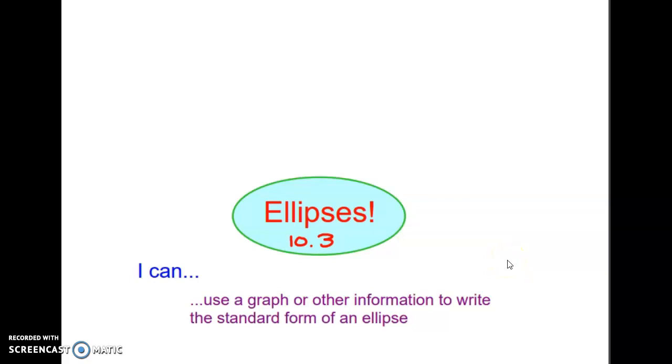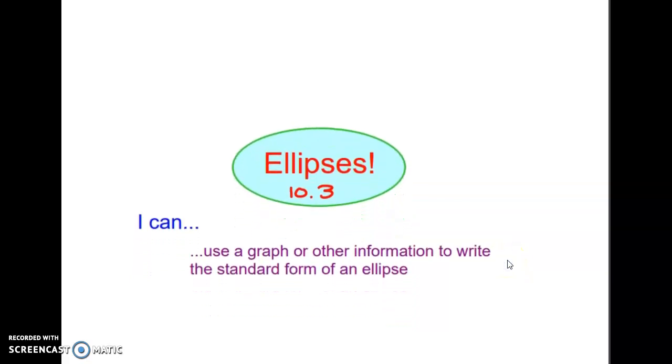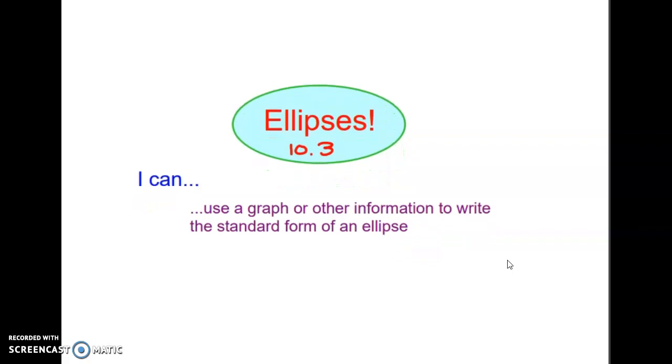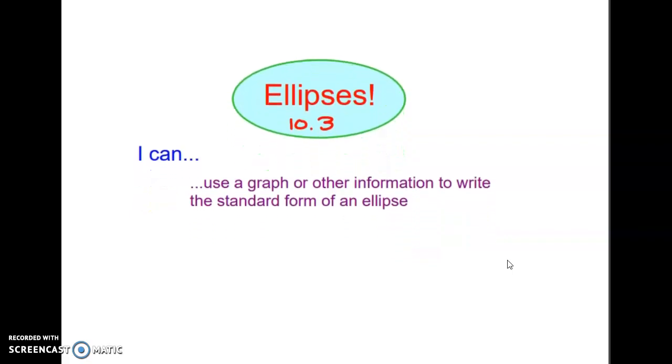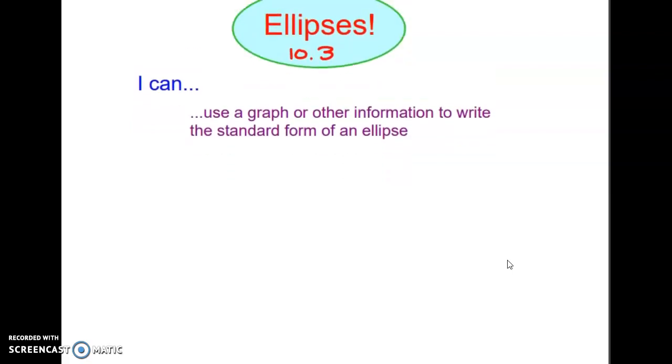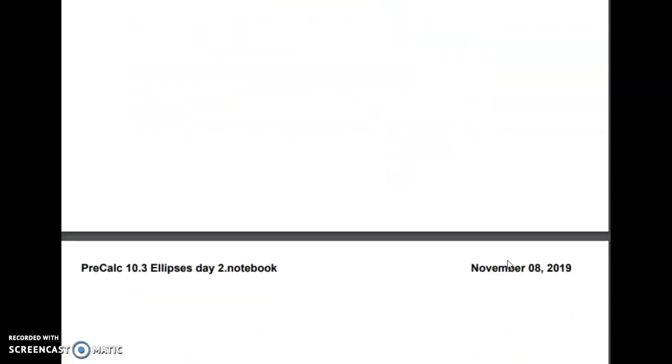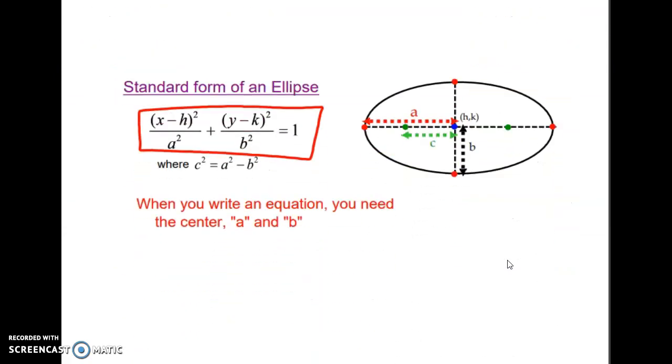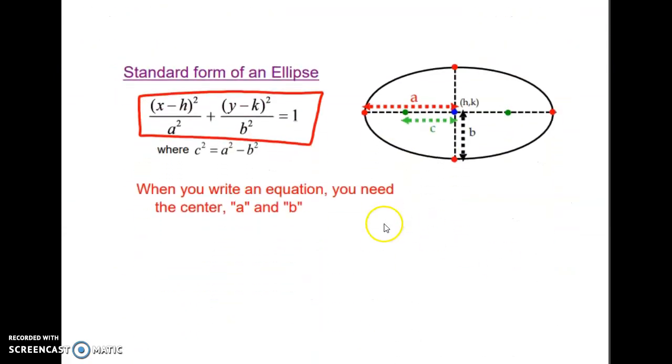Okay, good morning. I'm going to run you through the notes since I didn't have a video for it before. Today, we're going to use a graph to help us write an equation for ellipses. And this is just a refresher review.